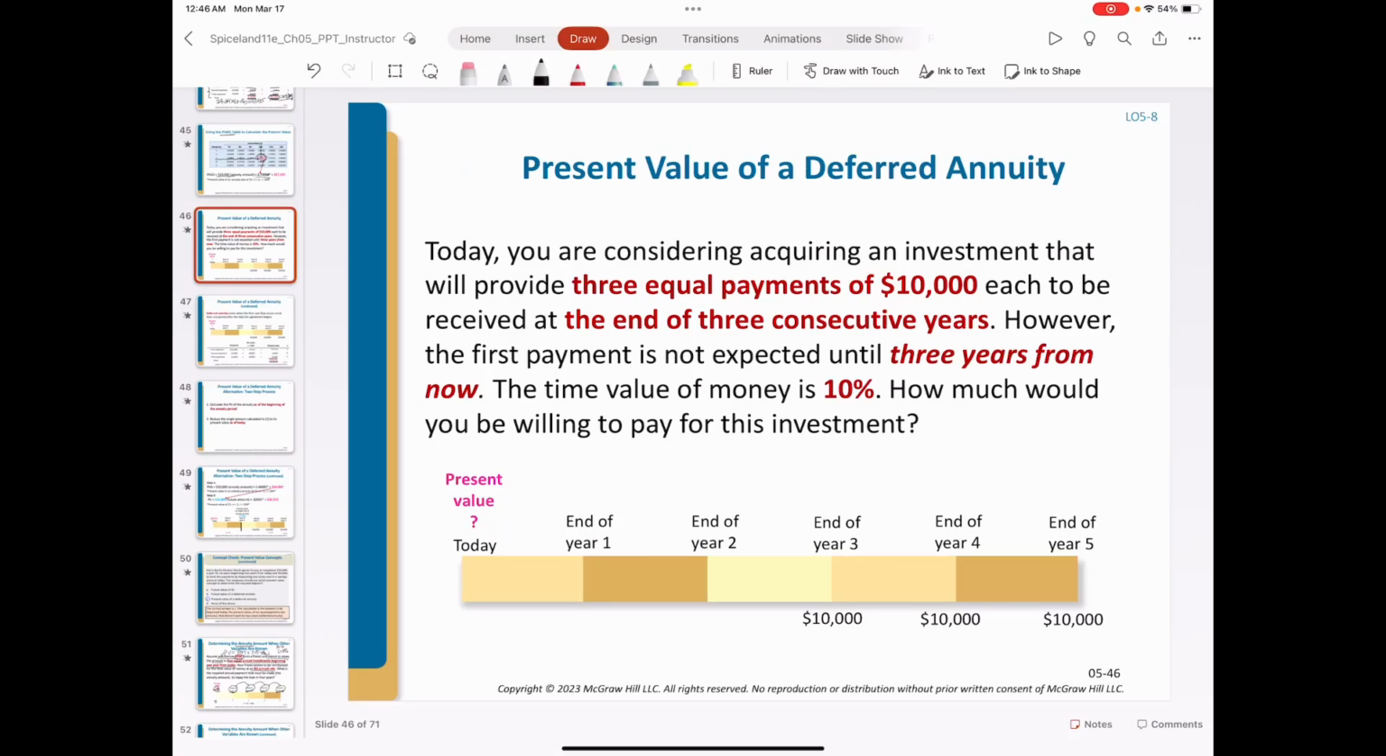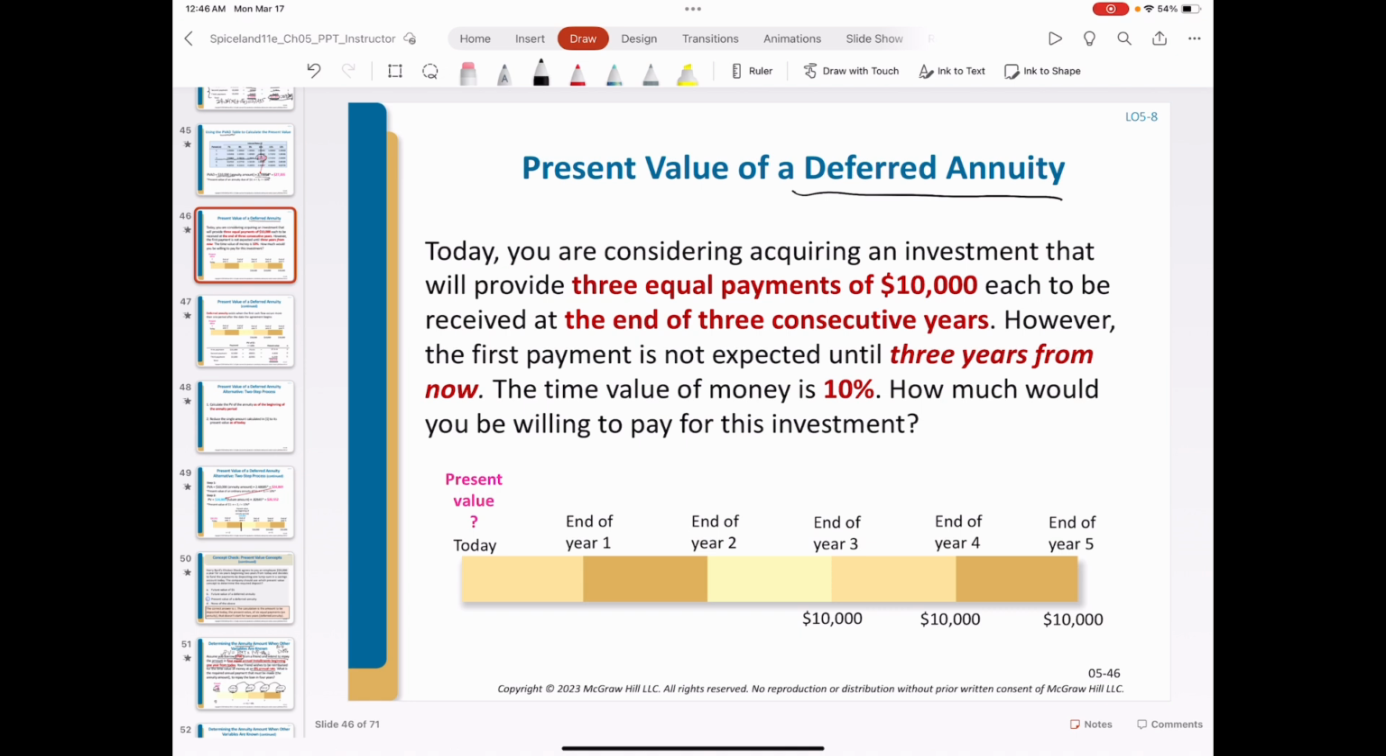Some cash arrangements do not perfectly meet the definition of either an annuity due or an ordinary annuity. We can convert it to an ordinary annuity problem. So here is an example, a deferred annuity.